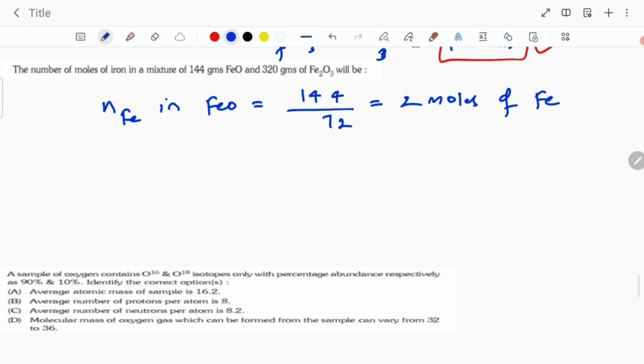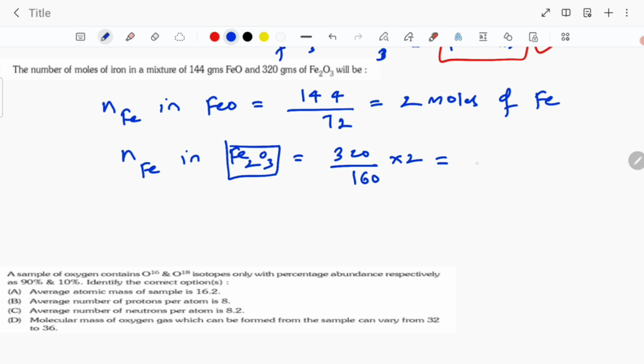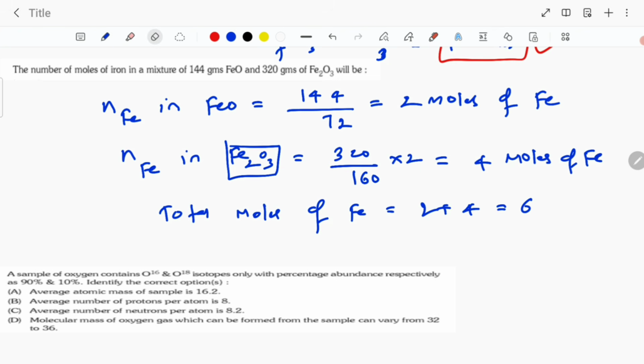Next, moving further, moles of Fe in Fe2O3. See, in Fe2O3 2 iron atoms are present, 320 grams, and the overall molecular mass of Fe2O3 is 160. Into 2 we have to do because each Fe2O3 contains 2. So here we will get 4 moles of Fe. So total moles of Fe is equal to 2 plus 4, which is 6.